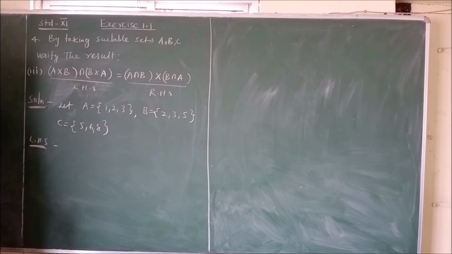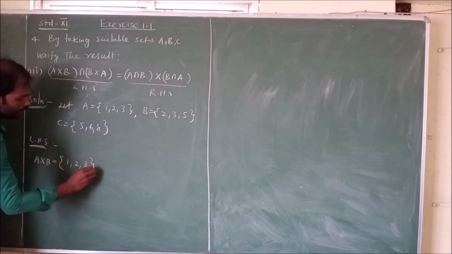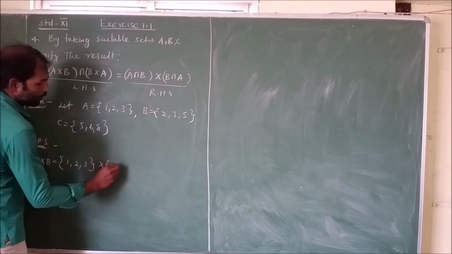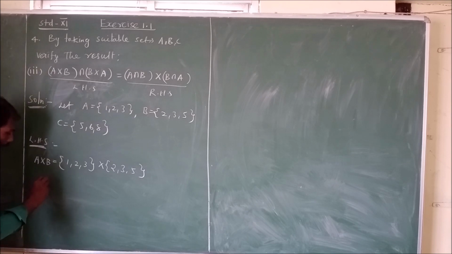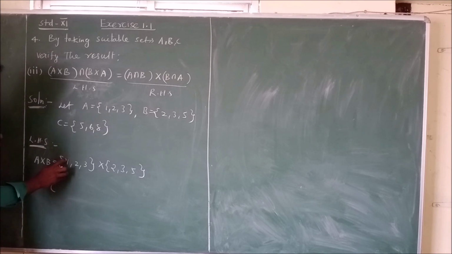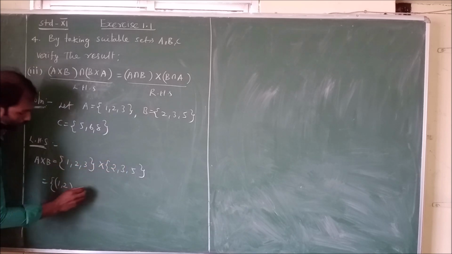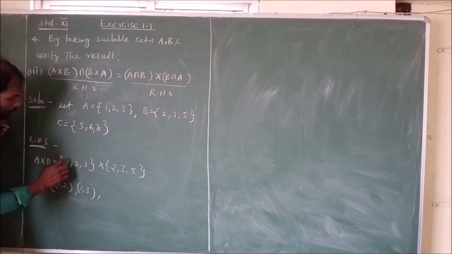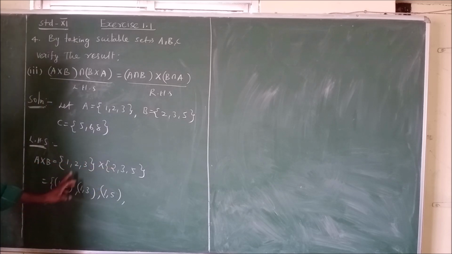First we have to find out A cross B. A cross B is nothing but the Cartesian product of sets A and B. The set A is {1, 2, 3} cross B is {2, 3, 5}. Then A cross B: first entry 1 with each of 2, 3, 5, so the pairs are (1, 2), (1, 3), (1, 5).